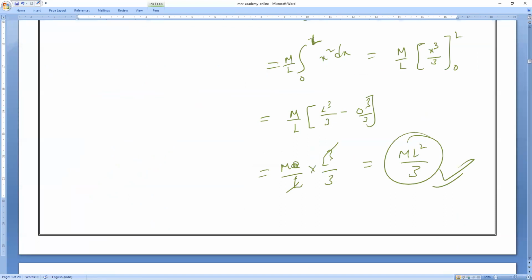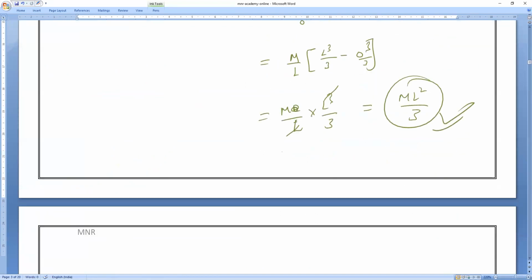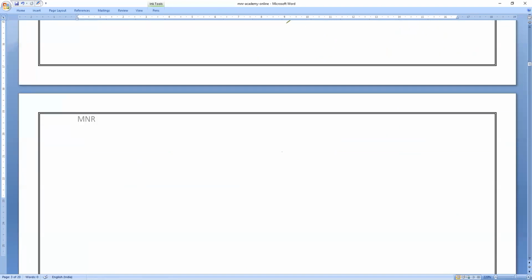So next one we'll solve. Next one is moment of inertia of a ring. We'll solve that and then we'll add up. Write it. Moment of inertia of a ring. Calculate the moment of inertia of a ring whose mass is m and radius is r. Now, ring I am speaking.